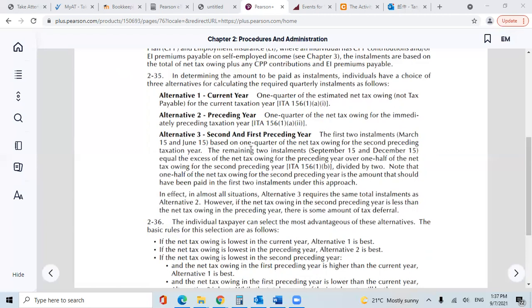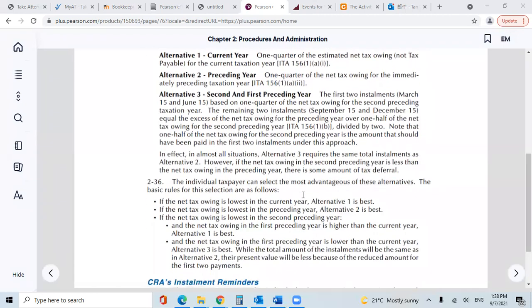The first 2 installments are based on 1/4 of the net tax owing for the second preceding taxation year. So if it's 2019, 2018, 2017, you take 2017's total amount divided by 4, and you get the first 2 installments for March and June. The remaining 2 installments equal the excess of the net tax owing for the preceding year over 1/2 of the net tax owing for the second preceding year, divided by 2. So you use your preceding year total amount, 2018, deduct the first 2 installments of the second preceding year's amount, and then divide by 2. That is alternative number 3, which is used by the CRA installment reminder.